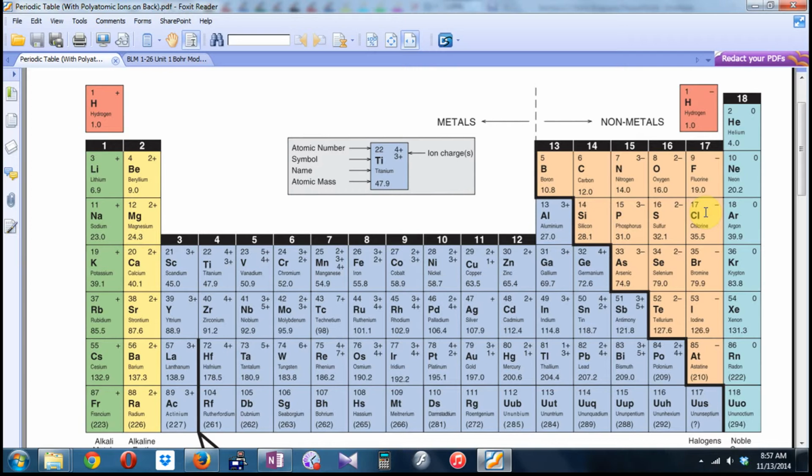Now, electrons, are they positive or negative? Negative. That's why, next to chlorine, it has a little negative, and there's an invisible 1. It's saying it wants to become, when it turns into an ion, 1 more negative. It wants to gain 1 electron.